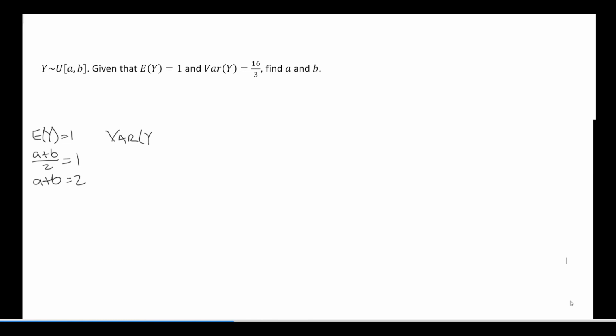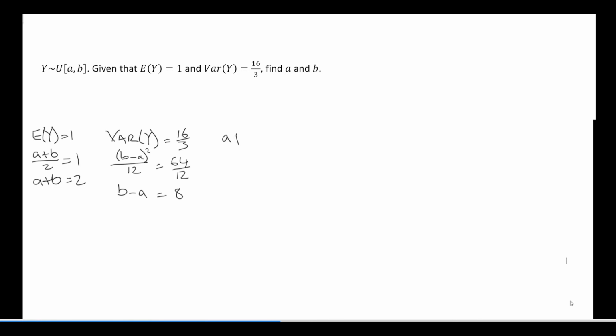Let's think similarly about the variance. The variance of y was 16 over 3. Well, we know that must have been the width of the distribution squared over 12. I'm going to rewrite 16 over 3 with a 12 in the denominator. That means the width squared must equal 64, and b minus a must equal 8.